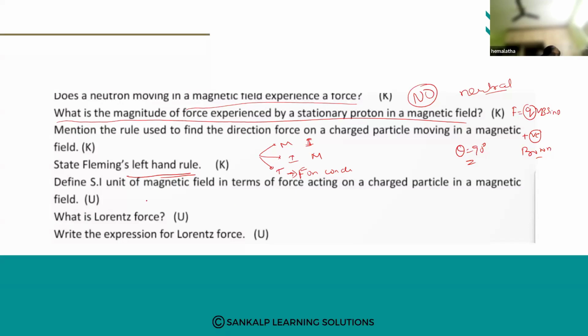This is in terms of force acting on a charged particle in a magnetic field. So it is nothing but Tesla, named after the scientist Tesla. How will you define Tesla? It is Newton per meter per ampere.